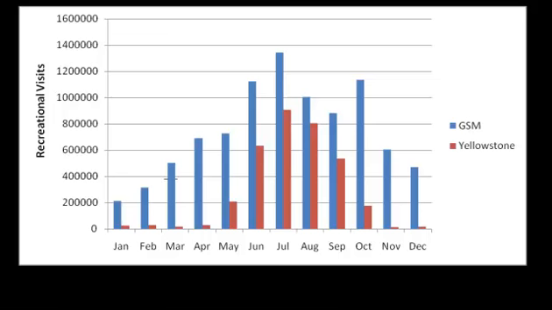Now, we also see that happening at Great Smoky Mountain National Park. Those same 6 months are the lowest 6 months for Great Smoky Mountain National Park, but the drop-off isn't as severe as we see with Yellowstone. That can easily be explained by the milder winters that East Tennessee has compared to Wyoming. So more people are still apt to get out and visit the park even during the colder months.